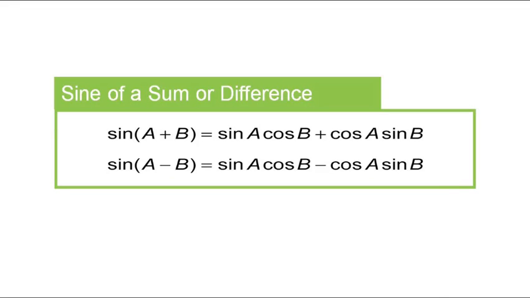And here are both of those identities together so you can see how similar they are. If you've got sine of a plus b, you get a plus between the terms. If you've got sine of a minus b, you get a minus between the terms. They're both built the same though. Sine a, cosine b, cosine a, sine b.